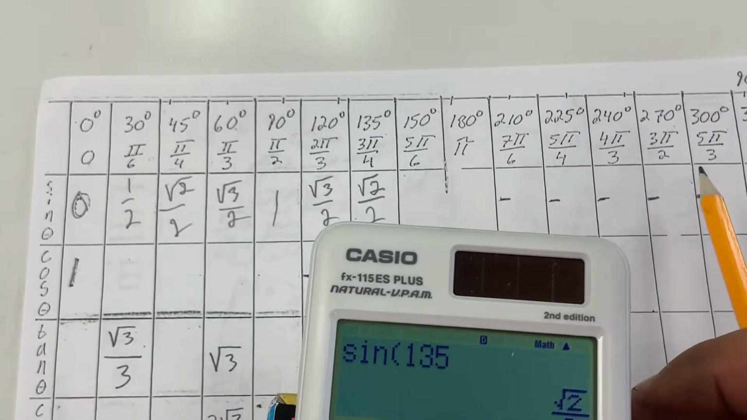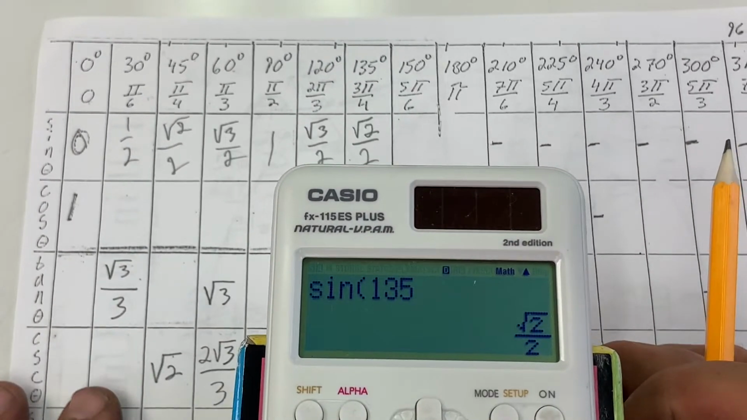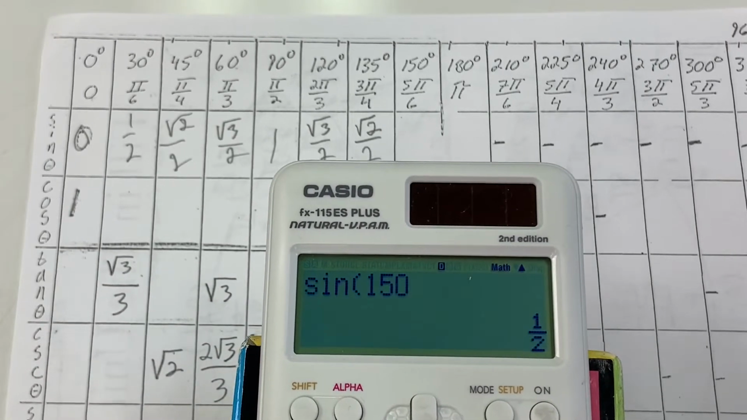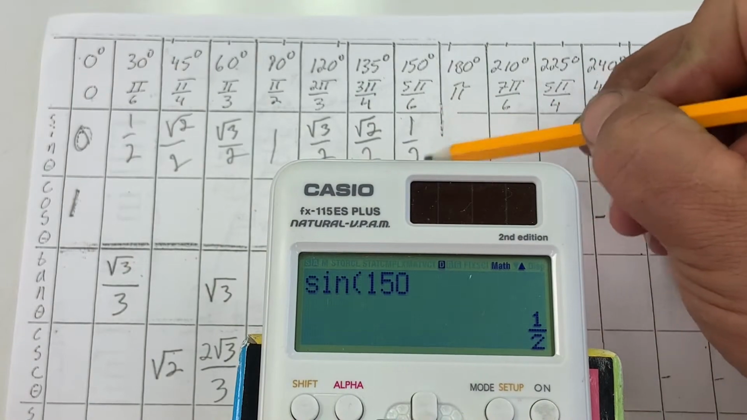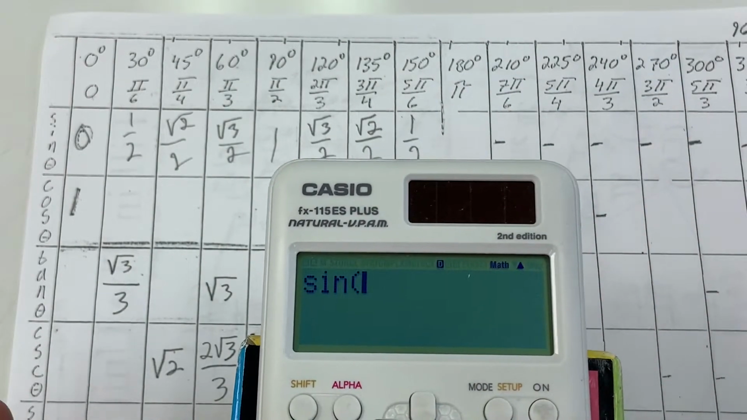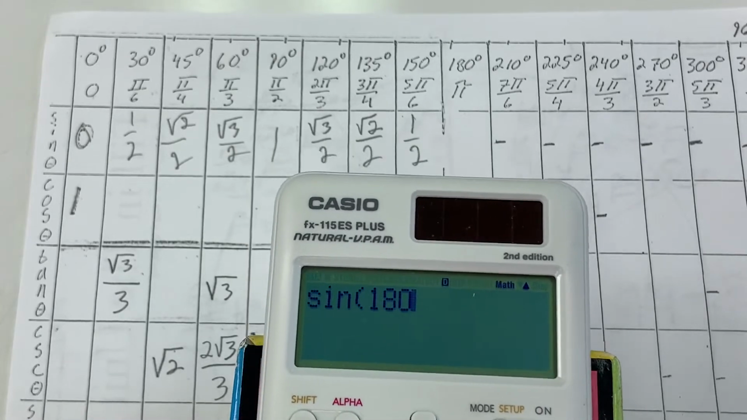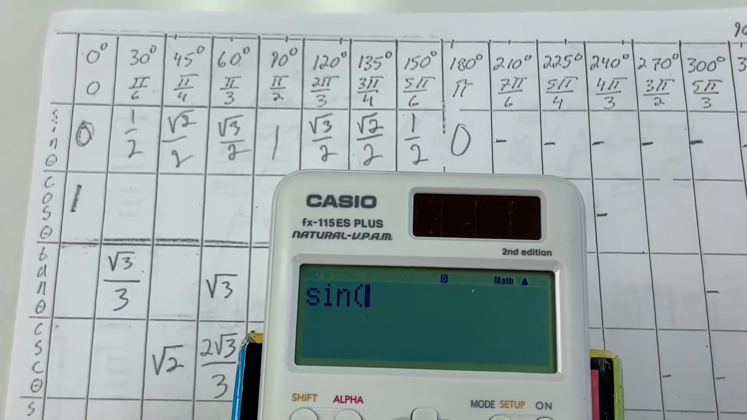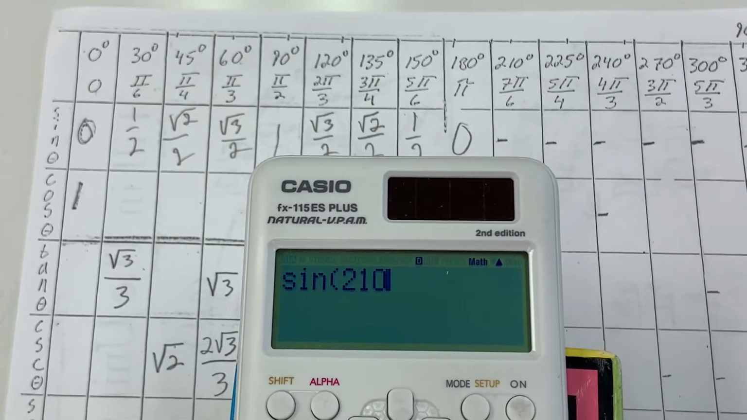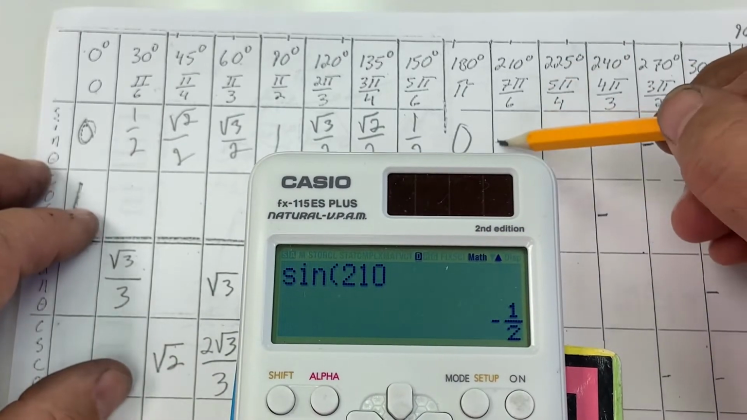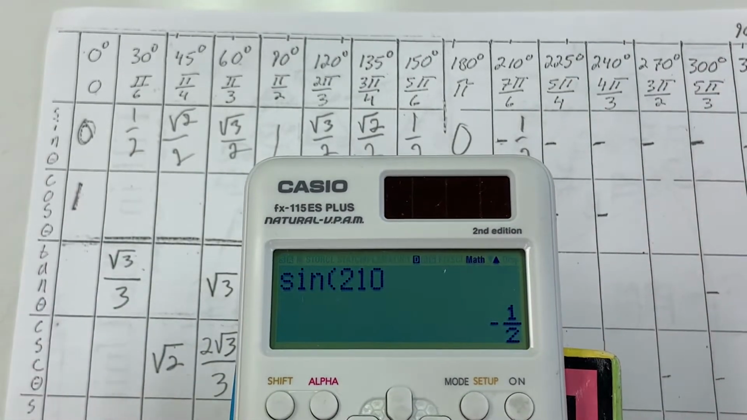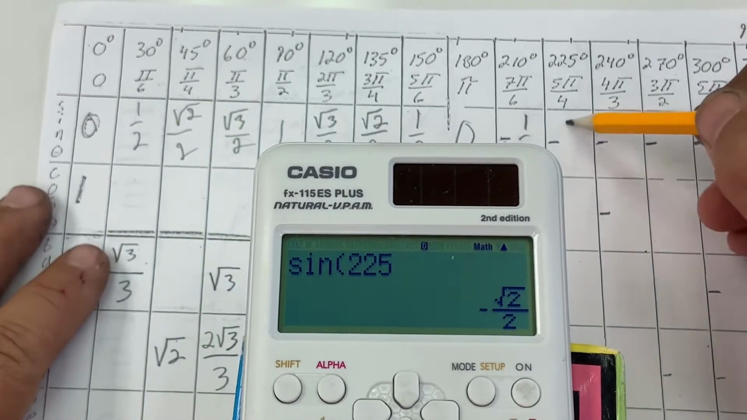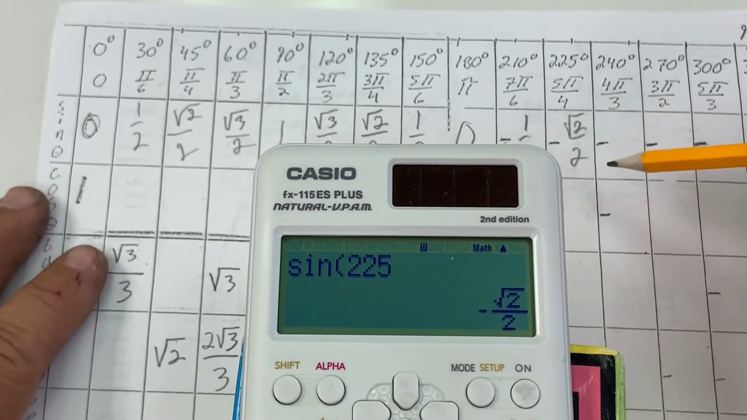So the next one is sine of 150 degrees. Sine 150 equals 1/2. Sine 180, so let's see what that kicks out. 0. Sine of 210, it equals -1/2. And I already have the negative there for you. Sine of 225, whoops. Negative root 2 over 2. I already have the negative there for you.